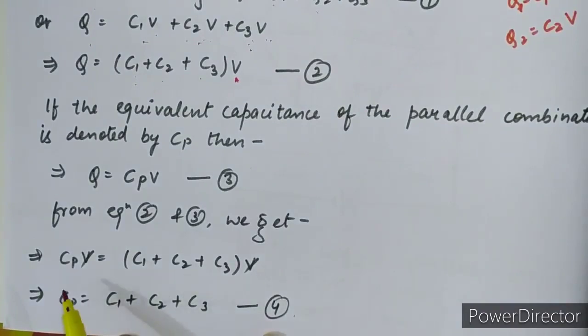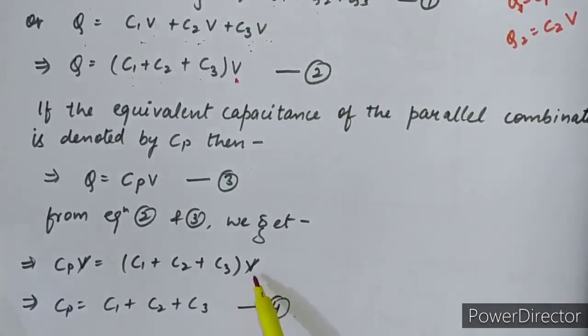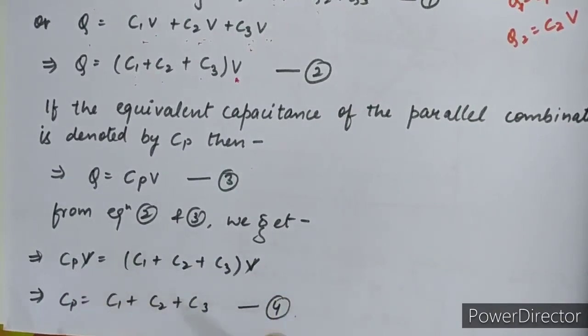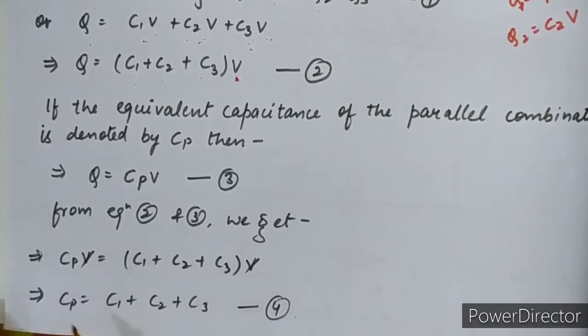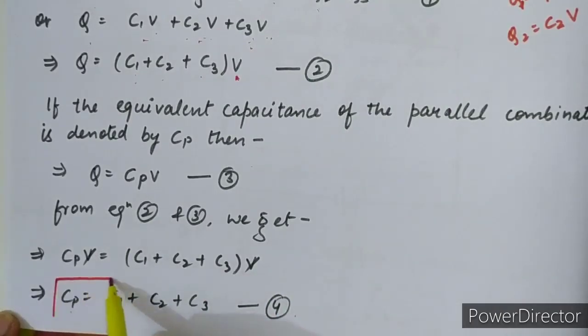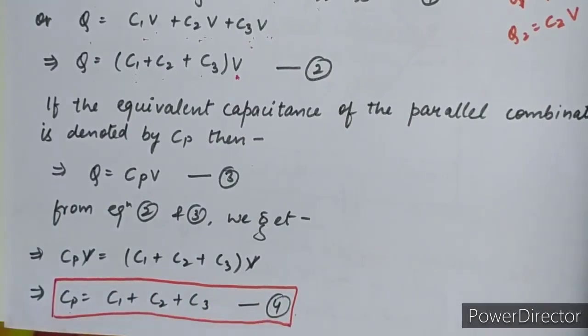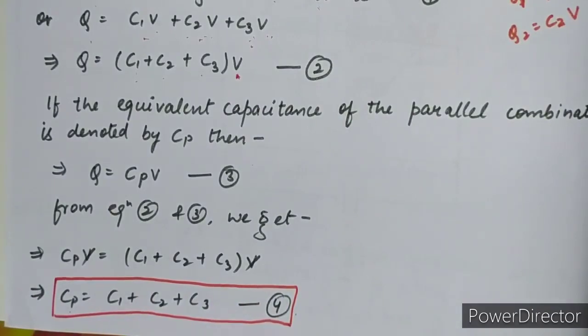We get Cp equals (C1 plus C2 plus C3) multiplied by V. V and V cancel out to each other. Then we get Cp equals C1 plus C2 plus C3. This is the value of equivalent capacitance in a parallel combination if three capacitors are arranged in a parallel combination.